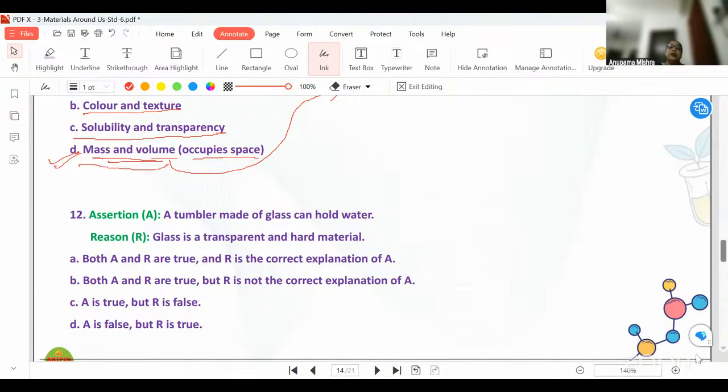A tumbler made up of glass can hold water. Glass is a transparent and hard material. So, what is the correct answer?